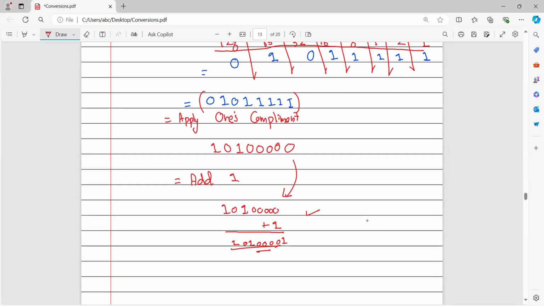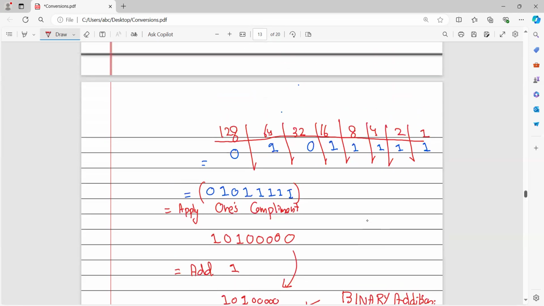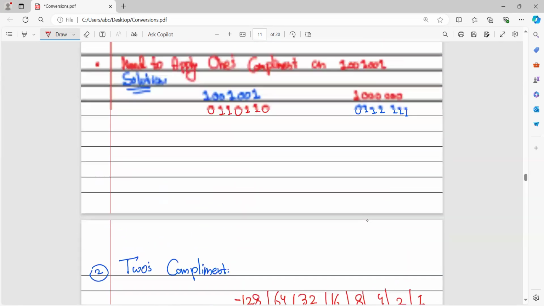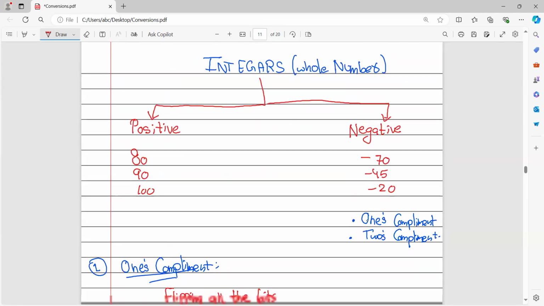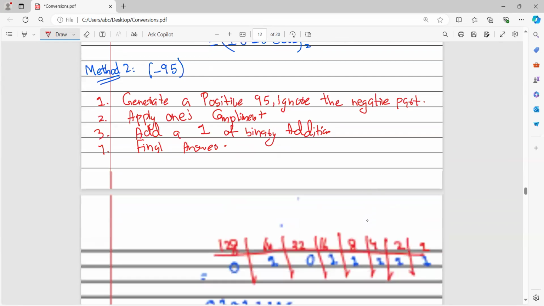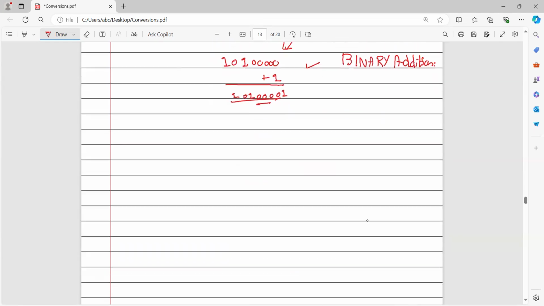Apart from this, right here I added 1, but this 1 is of binary addition, and this is basically another topic that we need to discuss in today's class. Any confusion so far? No, sir. So now let's discuss binary addition.